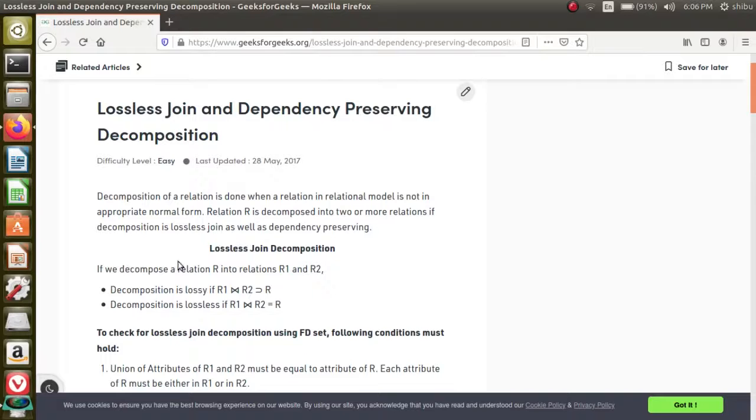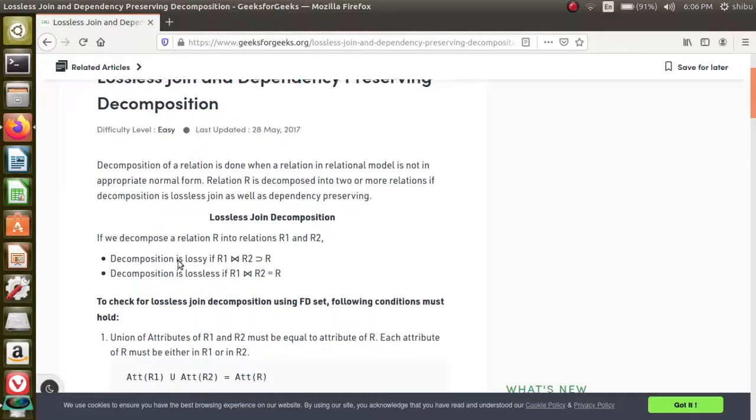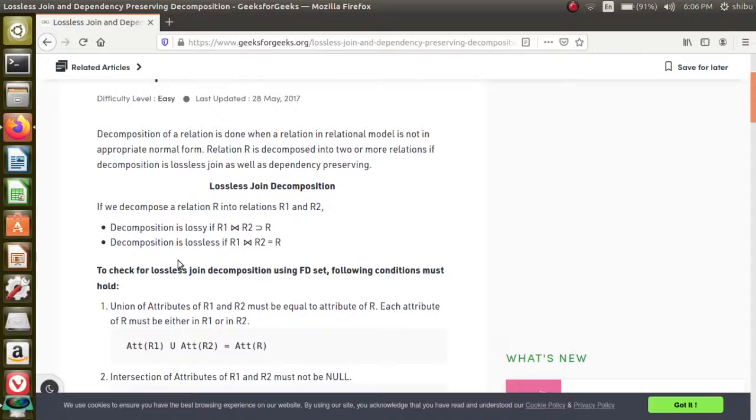The condition is, if you decompose a relation into R1 and R2, then the decomposition is lossy if R1 natural join R2 is a subset of R. That means some data has been lost. If the decomposition is lossless, then the natural join of R1 and R2 should give R.